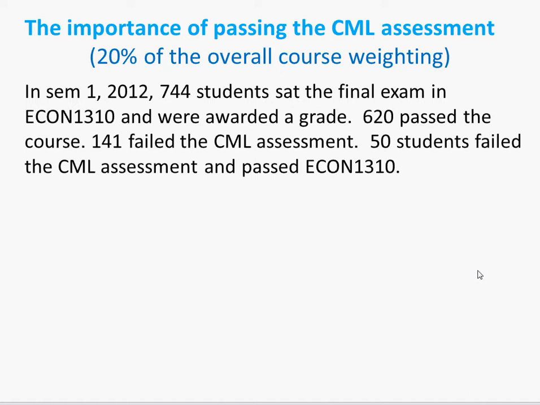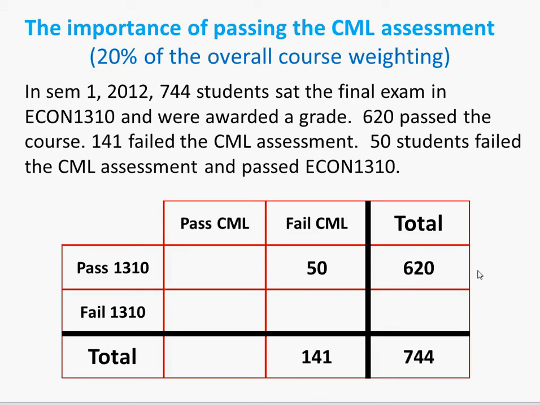620 of these students passed the course, with 141 failing the CML assessment. Another 50 students failed the CML assessment, but were still able to pass the course. So I took this data and put it in this table, and you can see that I'm interested in passing Econ 1310 across this way, failing Econ 1310 across here, pass the CML and fail the CML. So for instance, you can see that the 744 is the total number of students. 620 represents the number of students who passed the course, and so on.